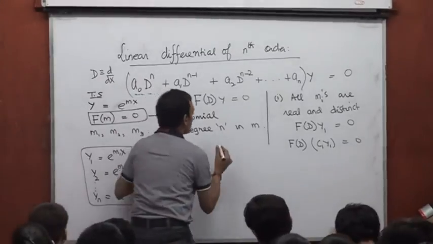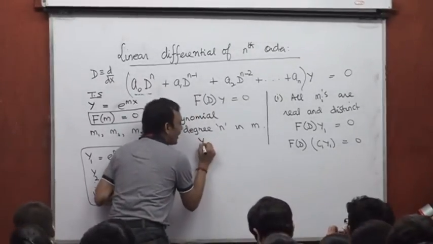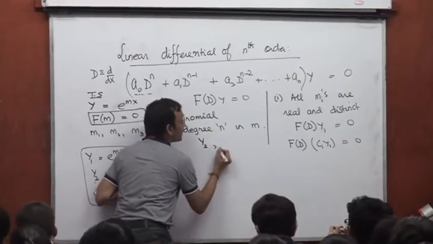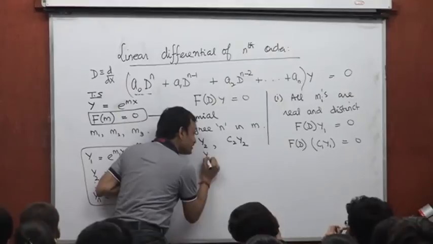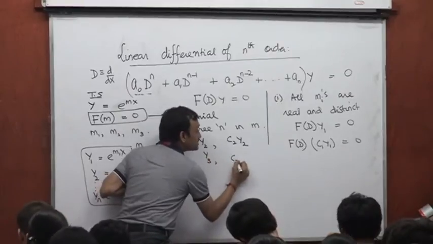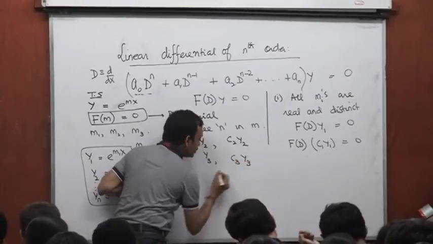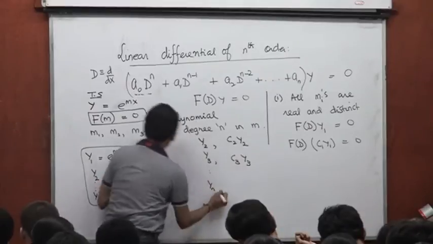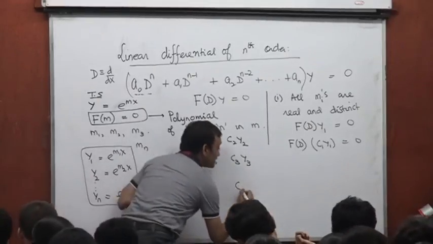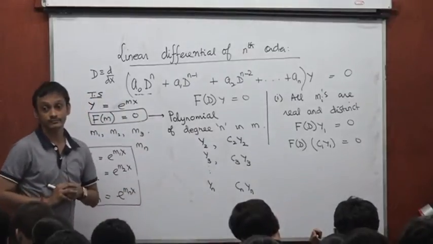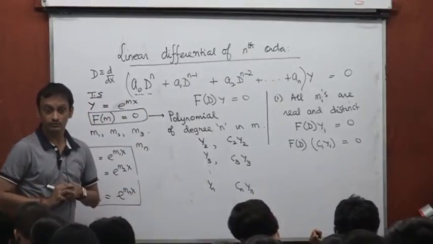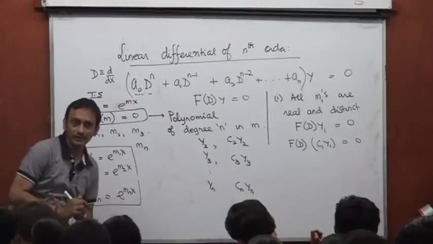Similarly, if y2 is a solution, then C2 y2 will also be a solution. Similarly, if y3 is a solution, then C3 y3 will also be a solution. If yn is a solution to the differential equation, then Cn yn will also be a solution to the differential equation. Okay. Are you there with me?